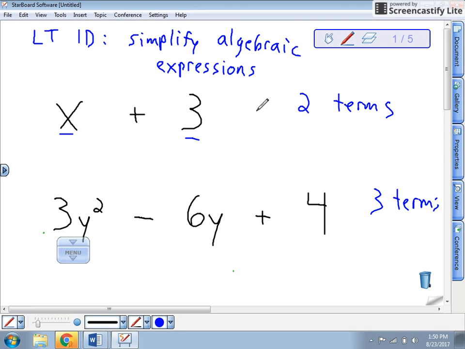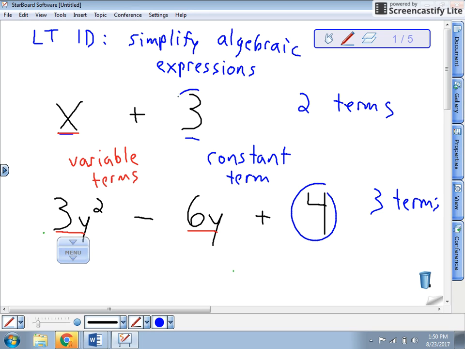The other thing we have to know is what's the difference between a constant term and a variable term. All right. Well, a variable, that's x or y. So variable terms have a letter from the alphabet. X, Y, Z, could be whatever it is. So this is a variable term. This is a variable term. This is a variable term. Okay? If there is no variables in the term, we call it a constant term. Okay? This is a constant term. This is a constant term.